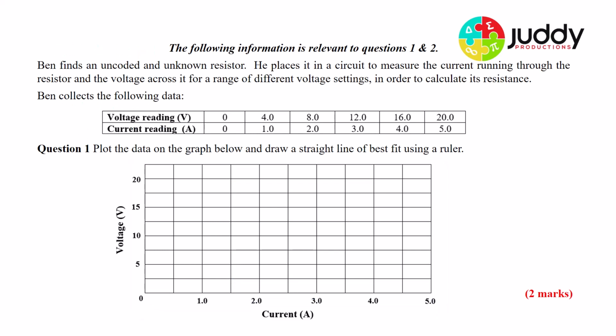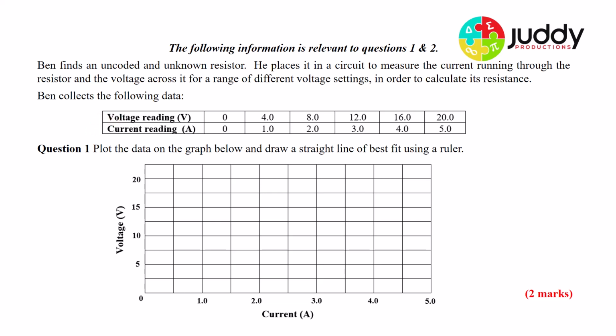The following information is relevant to question 1 and 2. Ben finds an uncoded and unknown resistor. He places it in a circuit to measure the current running through the resistor and the voltage across it for a range of different voltage settings in order to calculate its resistance. Ben collects the following data. So I have here a data table with a range of different voltages and current measurements.